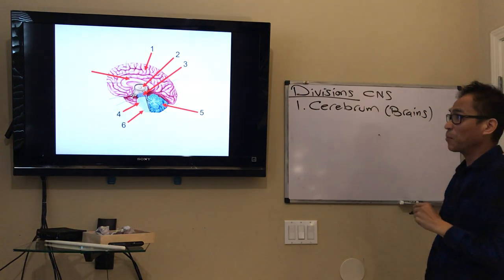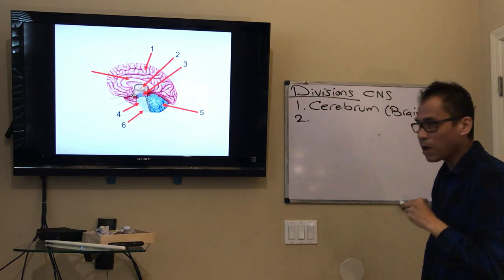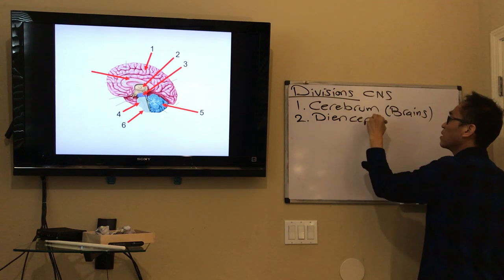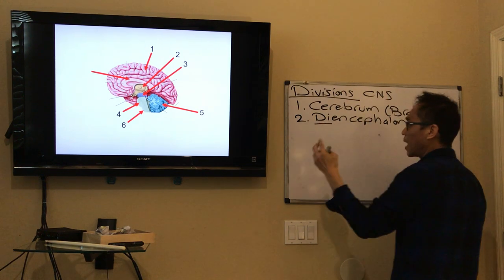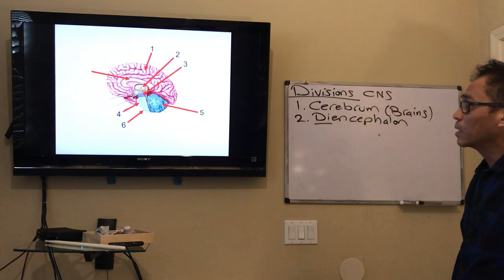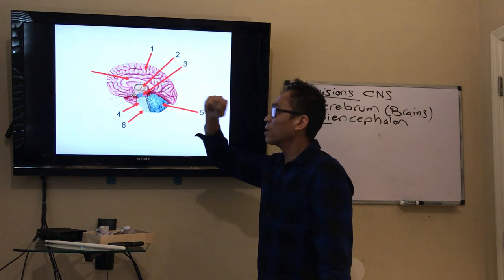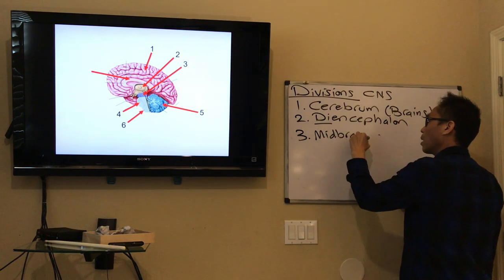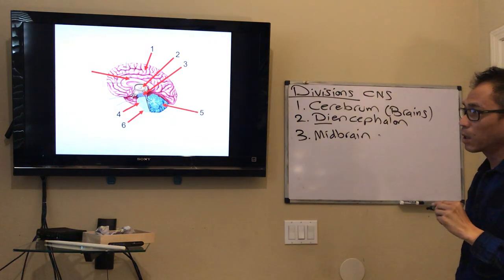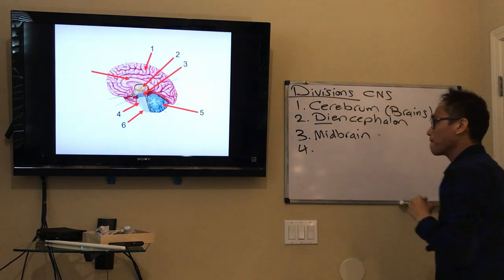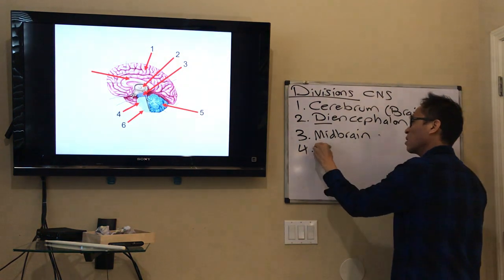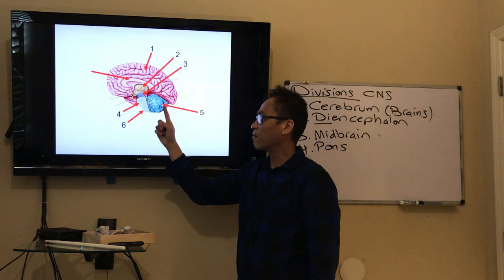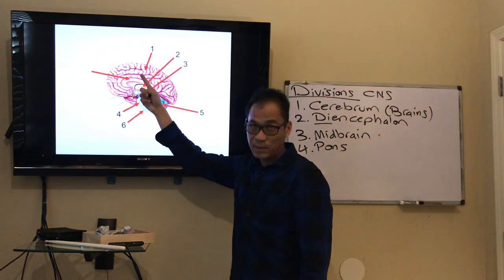But the other divisions I will talk about. Number two, call that the diencephalon. Di means two, as we'll see, there are two of them in there. But because this is half a brain, you see one. Number three, midbrain. Number four, pons. Because four and five are kind of at the same level, I'll put five right next to it. That's the cerebellum, not to be confused with cerebrum.